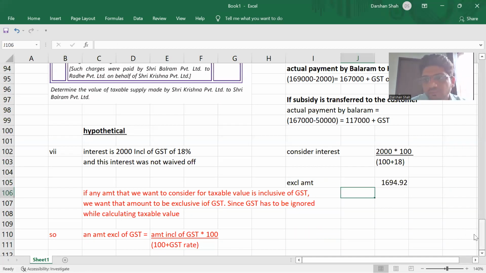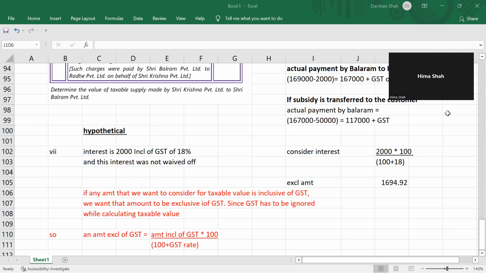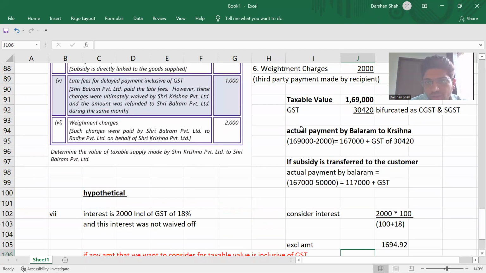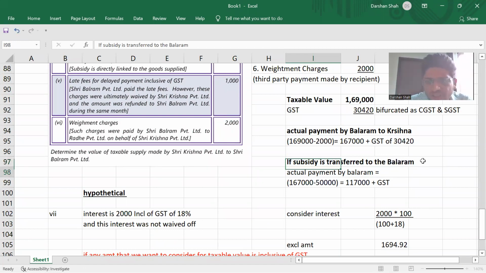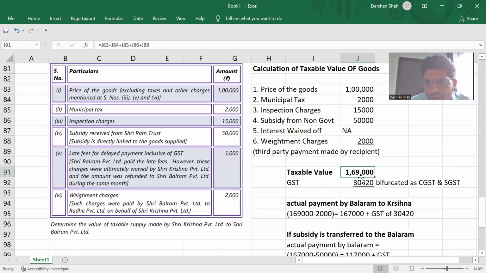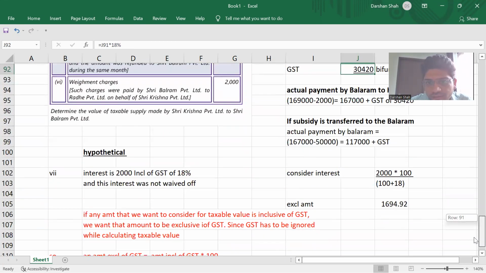Done. Should we move ahead then, guys? Next question. So we are writing, sir. Okay, no problem. And have you also written this one, actual payment by Balram to Krishna? Yes, sir. So if subsidy is transferred to Balram, but in the exam you don't need to show this. This is for your understanding. In the exam you have to only show taxable value and GST calculation. That's it.